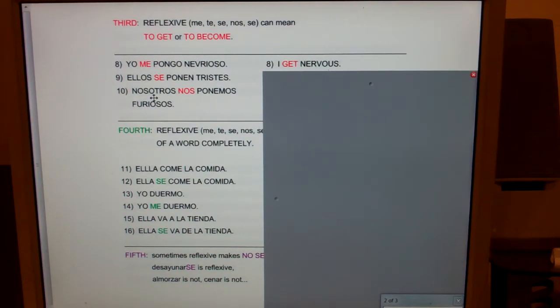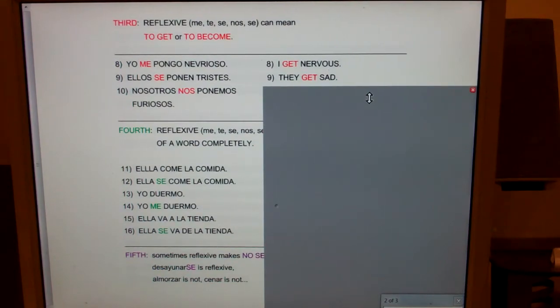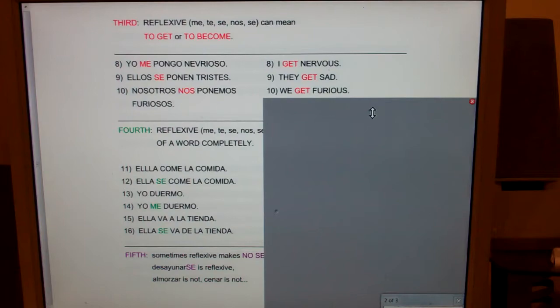Number 9, ellos se ponen tristes. It doesn't mean they put themselves sad, and it doesn't mean they put each other sad. It means they get sad or they become sad. And number 10, nosotros nos ponemos furiosos. We get furious or we become furious. So, me, te, se can mean oneself. Me, te, se can be translated each other, to each other, for each other. You can also change the translation into get or become.